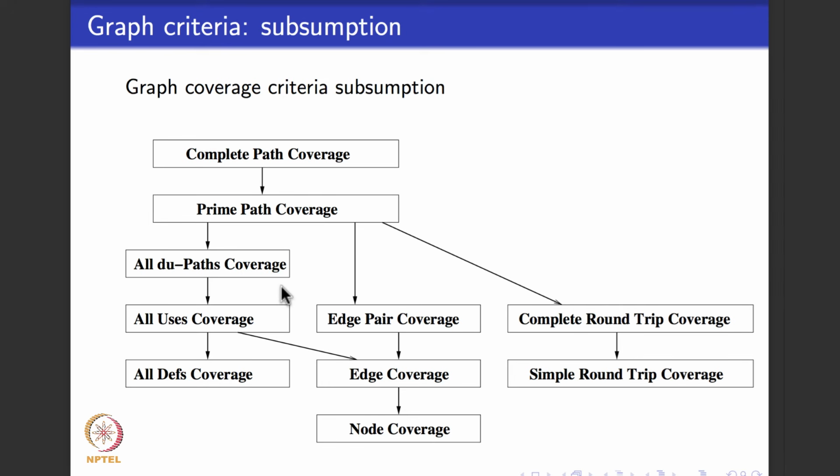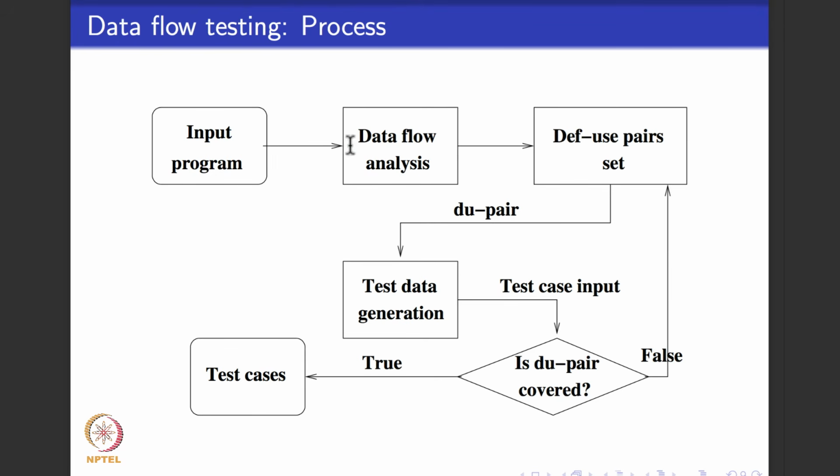Now that we've seen data flow coverage criteria and how the subsumption works, and this is the overall picture for graph coverage criteria, I would like to spend some time discussing algorithms for data flow coverage criteria. This is the overall flow chart of the process for data flow coverage. I begin with my input program. I do some kind of data flow analysis on that program. For this, you could use any ready-made static program analysis tool available, or you could write your own elementary data flow analysis tool. Then using data flow analysis, I pull out the def-use pair sets, right?